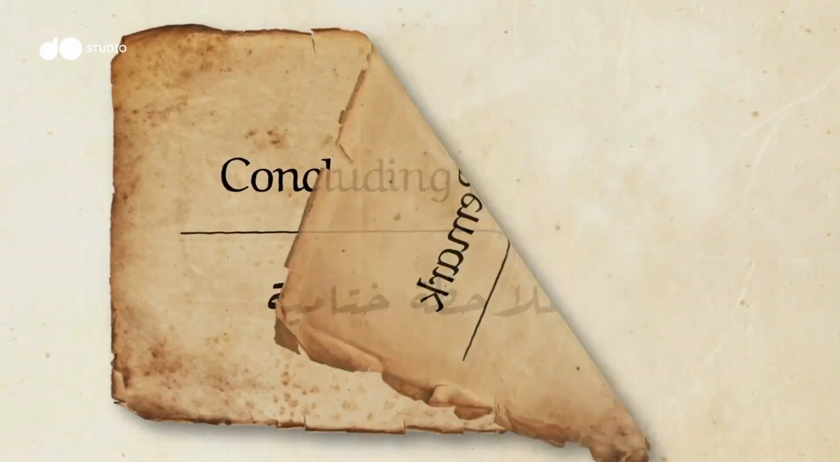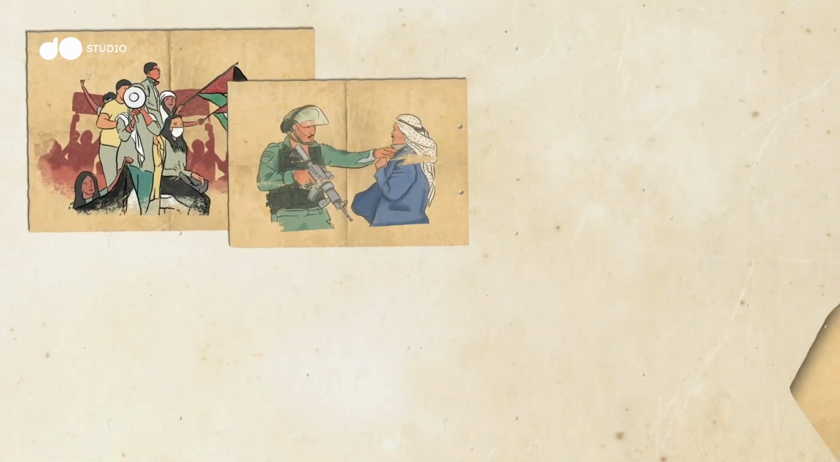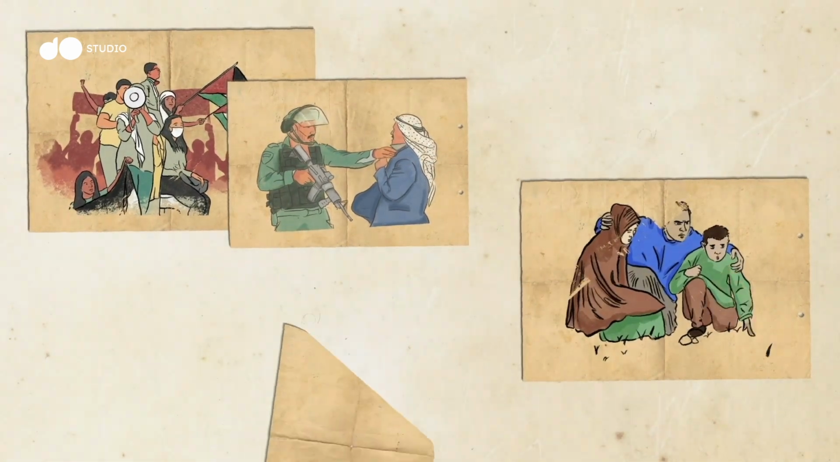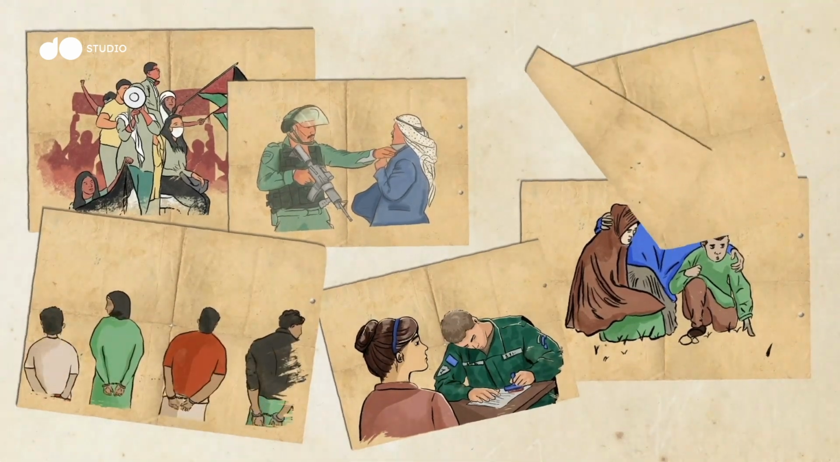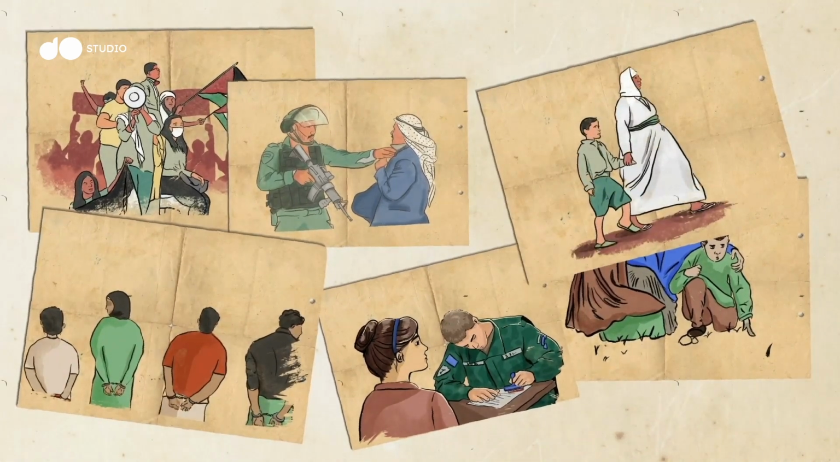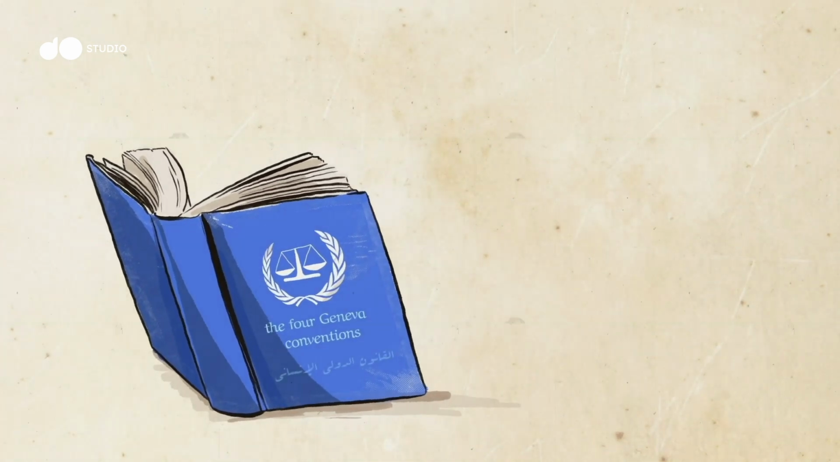Concluding remark: International humanitarian law is a body of law introduced to provide protection to those who do not or no longer participate in hostilities. It regulates the conduct of hostilities and cases of military occupation. It also imposes obligations on the parties to a conflict and third state parties.